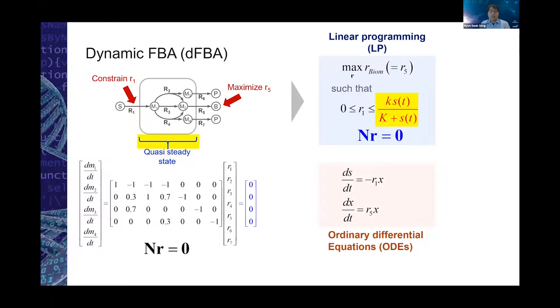Now I'll talk about DFBA, dynamic FBA. It's a little bit different. First of all, DFBA assumes steady state only for intracellular reactions, that is M1 to M4. Still, it accounts for the dynamics of extracellular compounds S, biomass B, and product P. So the steady state equation for intracellular metabolites, N dot r equals zero, is still valid. But what changes in this case is the upper bound of R1. We still want to maximize R5, but R1 is constrained by kinetics. The upper bound of the uptake rate is a kinetic function of the concentration of S, and S is in turn a function of time. Therefore, the upper bounds change in time because the environmental condition changes.